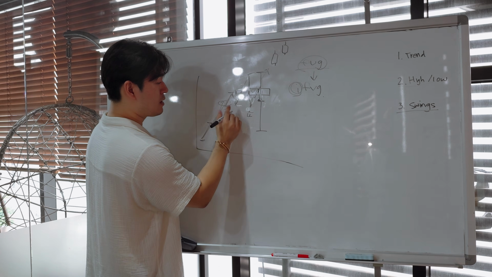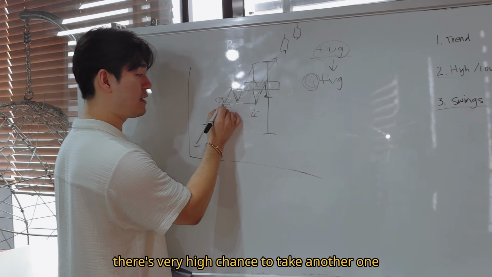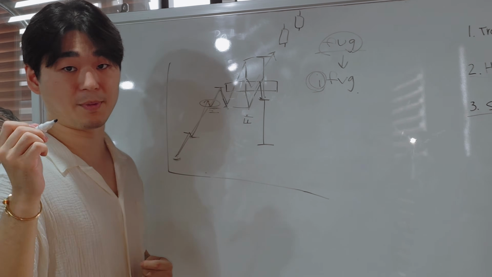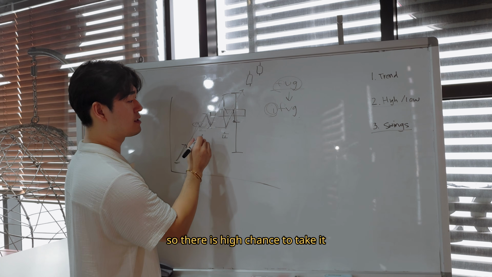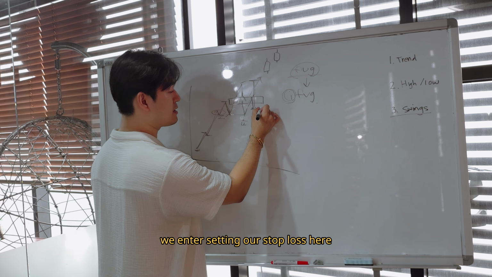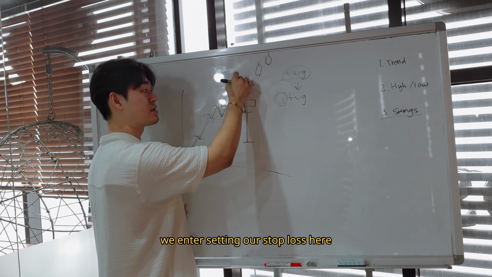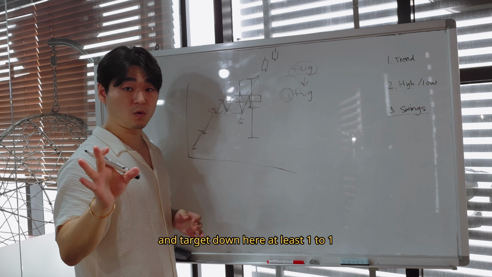And then once it takes one, there's a very high chance to take another one that's right behind it. It's not much different here, so there is a high chance to take it. So once it bounces back, we enter, setting our stop loss here and target down here, at least 1-to-1.